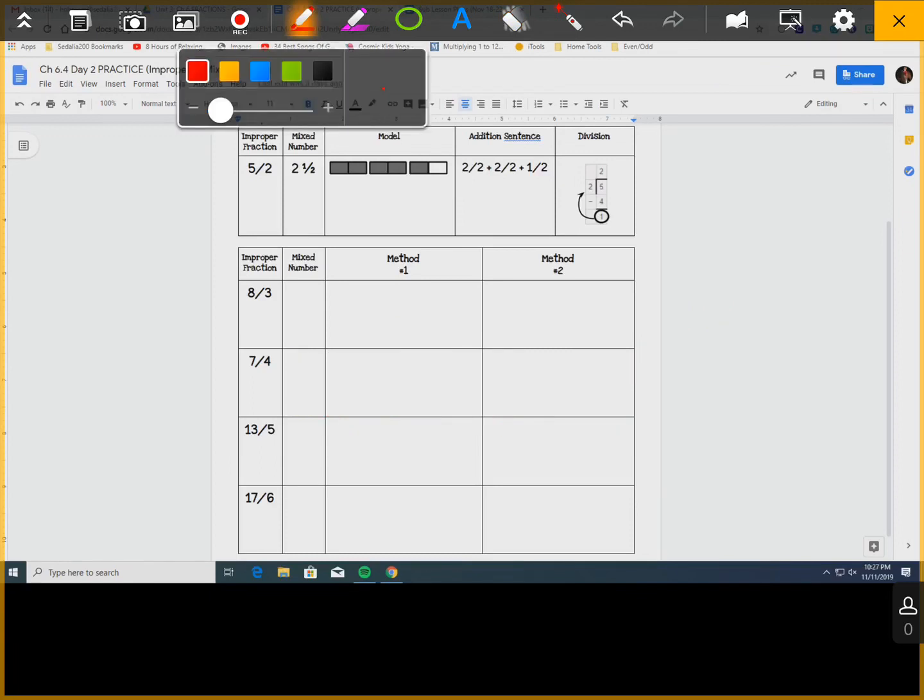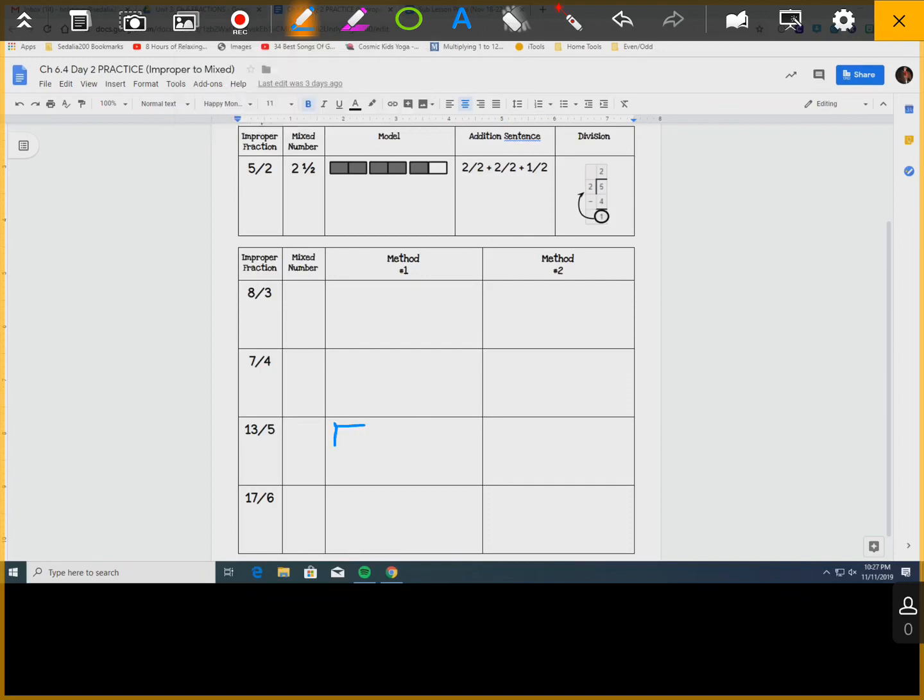Looking at my third example, I have 13/5. If I have fifths as my denominator, I know that each whole is going to be split into fifths. So I have 5/5, 10/5, and then I'm going to need 3 more fifths. I can see that's 2 and 3/5 as my mixed number.